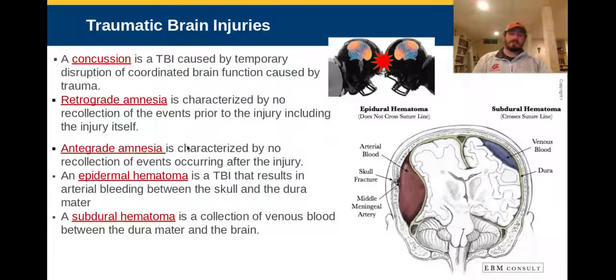Versus antegrade amnesia, right? Characterized by no recollection of events occurring after the injury. So they might remember what happened, but then 5 minutes later, they're going to say, "Hey, who are you? What's going on here? Why am I in the back of an ambulance?" And then you'll tell them, "Oh, my name's Chris. I'm with Harvard EMS, and you took a 20-foot fall off a ladder." And then you finish your sentence, and they go, "Hey, who are you? Why am I here? Why am I in this ambulance?" Right? They're forgetting things that happen afterwards.